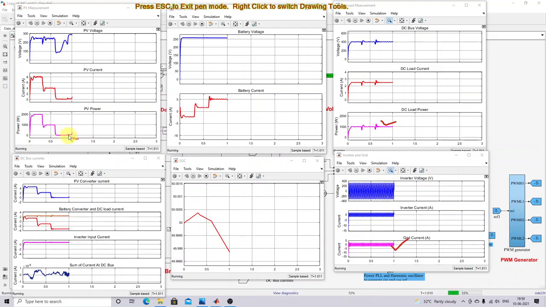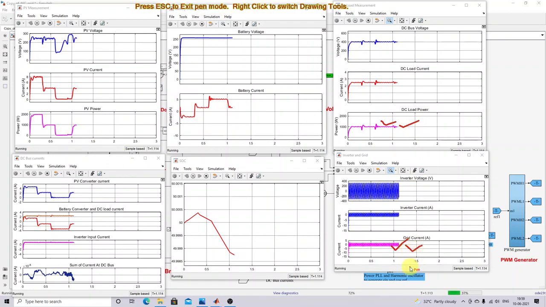Now we can see that the PV power increases to 1000 watts. Because irradiation changed from 10 watts per meter square to 500 watts per meter square, it will be maintained at 1000 watts. Because of that, you can see the battery discharging current has changed from 5 amps to nearly 1.5 amps. So now PV as well as battery supply the DC load as well as grid.